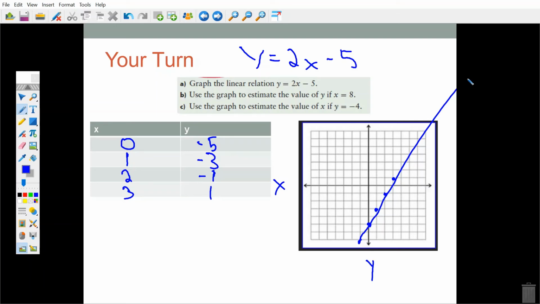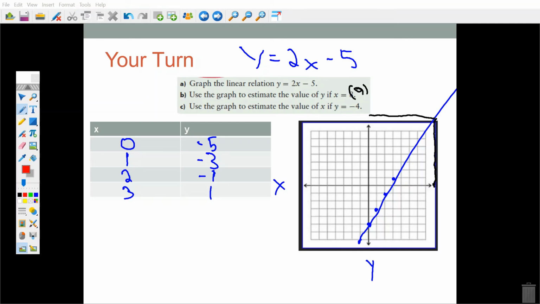The next question says to use the graph to estimate the value of y if x equals 8. To find where x equals 8, we have to count over 1, 2, 3, 4, 5, 6, 7, 8. 8 is about right here. We'd have to extrapolate, so we just extend up till we hit the graph. Then we go over 1, 2, 3, 4, 5, 6, 7, 8, 9. It's approximately 9. Again, when you're reading it off the graph, it's not going to be an exact, precise measurement. It's just looking for an estimate.